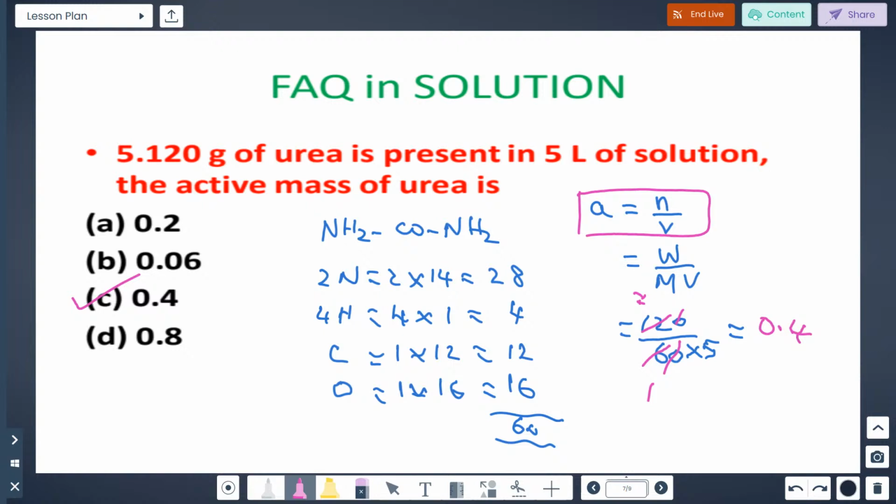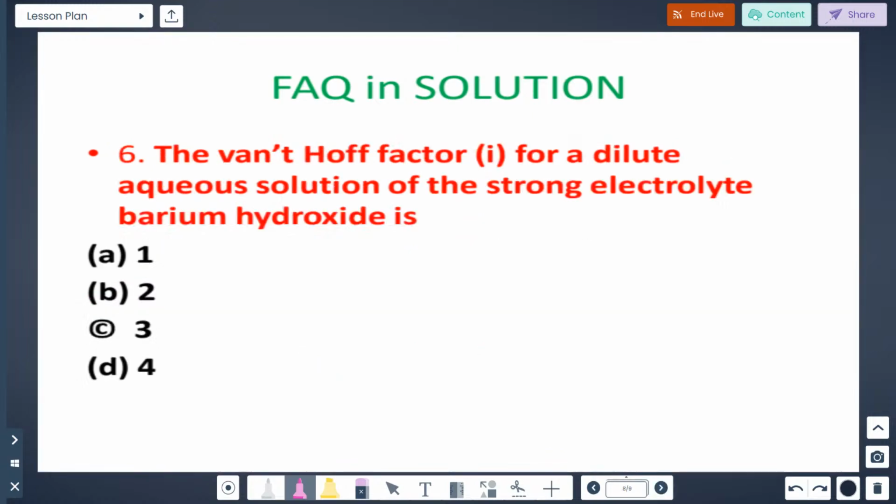Are you following? Small elements, you must know the atomic mass. Then only it will be easy to find out. The 60 they won't give. You must know. Sometimes they will give only the formula. Formula only they'll give. You have to find out the molecular mass. Understood? Okay. Next sum. Simple sum, this and all.